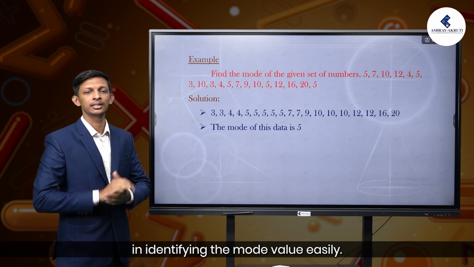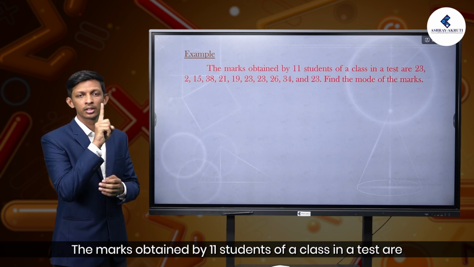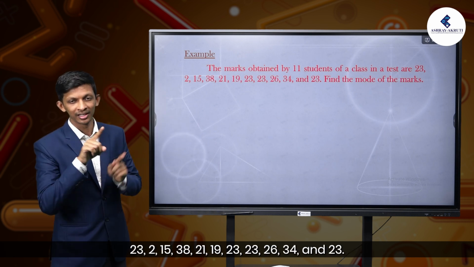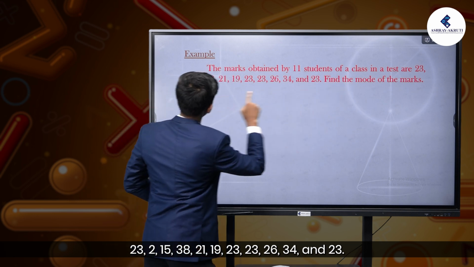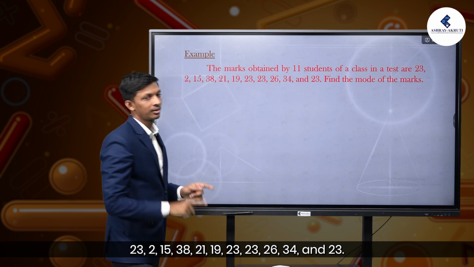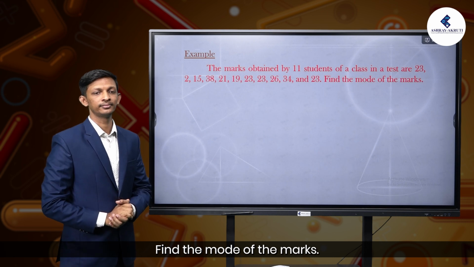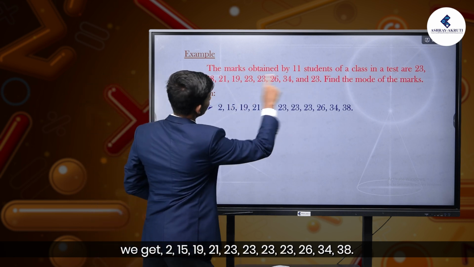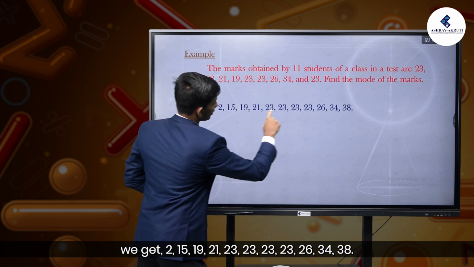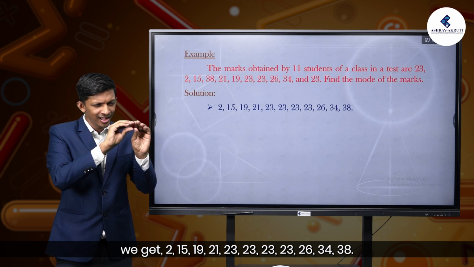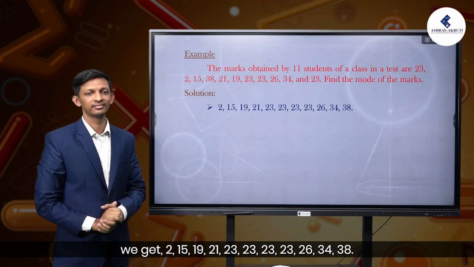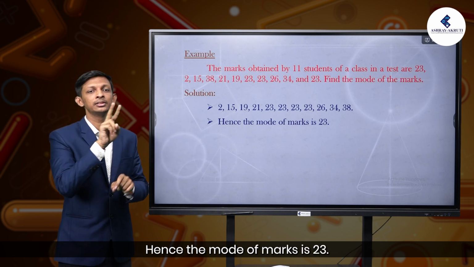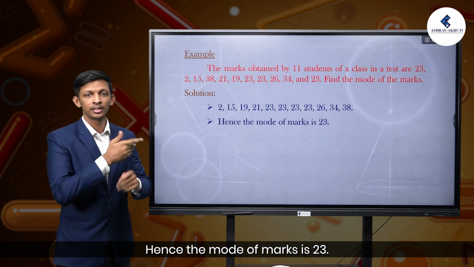Example: the marks obtained by 11 students of a class in a test are 23, 2, 15, 38, 21, 19, 23, 23, 26, 34 and 23. Find the mode of the marks. Solution. Arranging the given marks in ascending order, we get 2, 15, 19, 21, 23, 23, 23, 23, 26, 34, 38. Clearly, 23 occurs the maximum number of times, hence the mode of marks is 23.